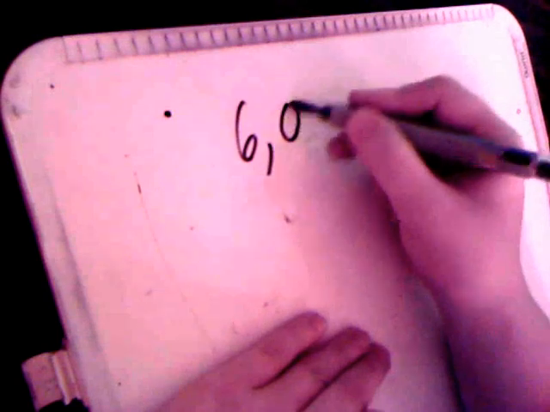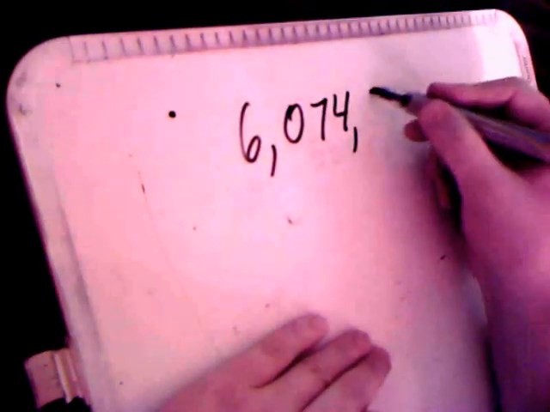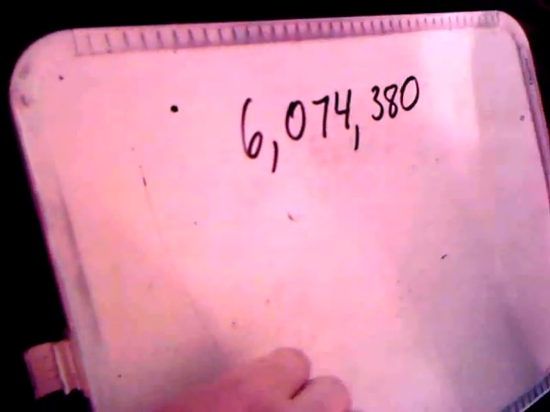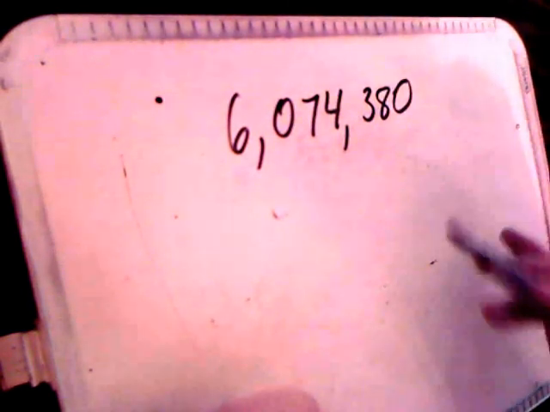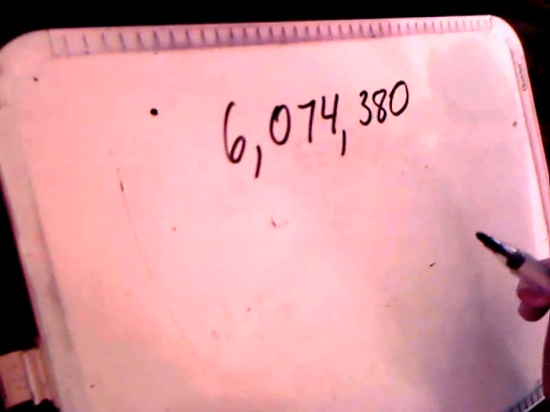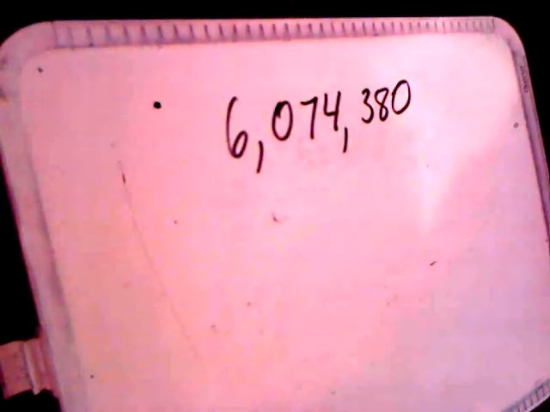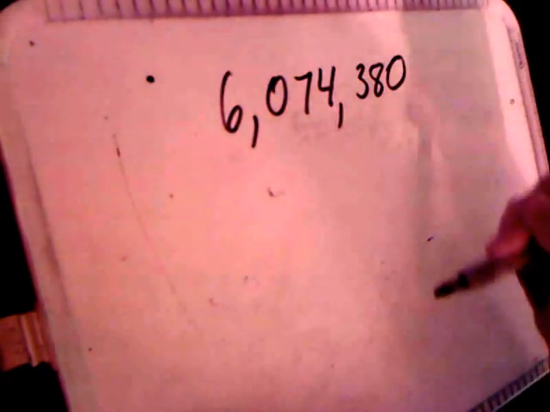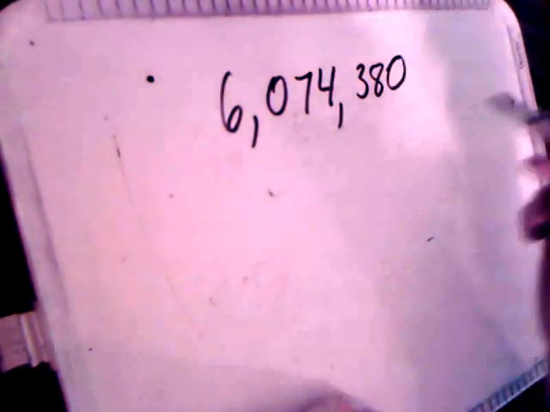When you have a big number, such as 6,074,380, there's another way that you can write it to help you make sure that you get all those zeros in there the first time. And that's writing it vertically instead of horizontally.